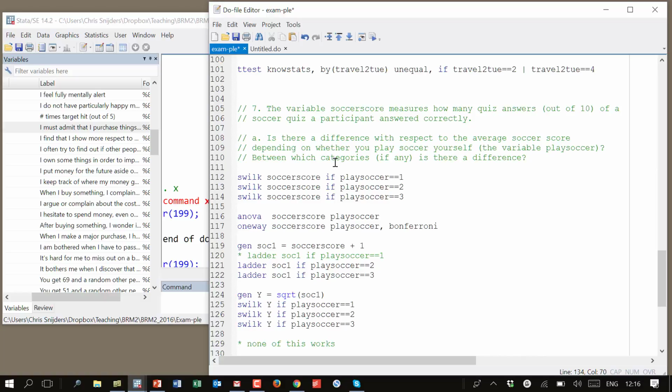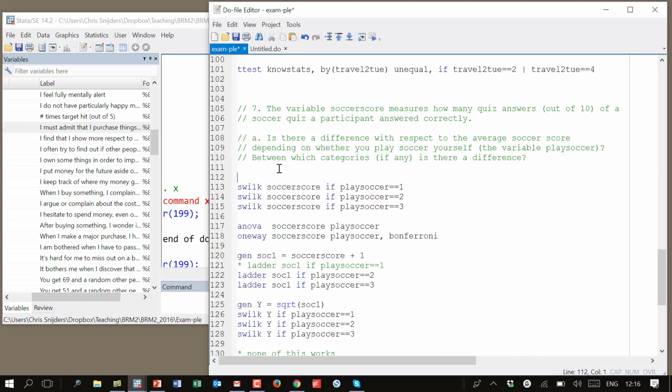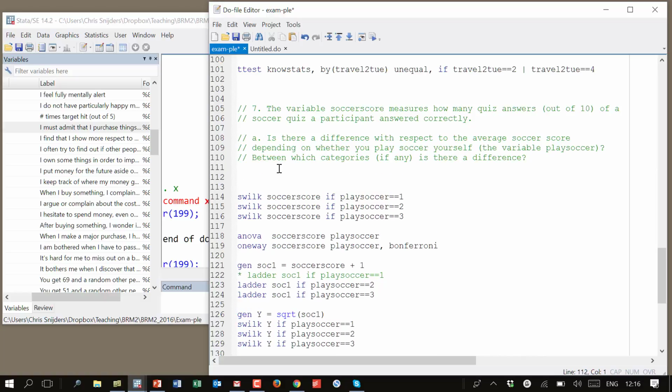So let's take 7a. Is there a difference with respect to the average soccer score? Blah, blah, blah. Can I say it out loud? I'm getting cramps in my hands from typing like this. So the first thing you want to say here is soccer score. I take soccer score to be an interval variable. Or I don't take it to be an interval variable because I know it is confined between 0 and 10.